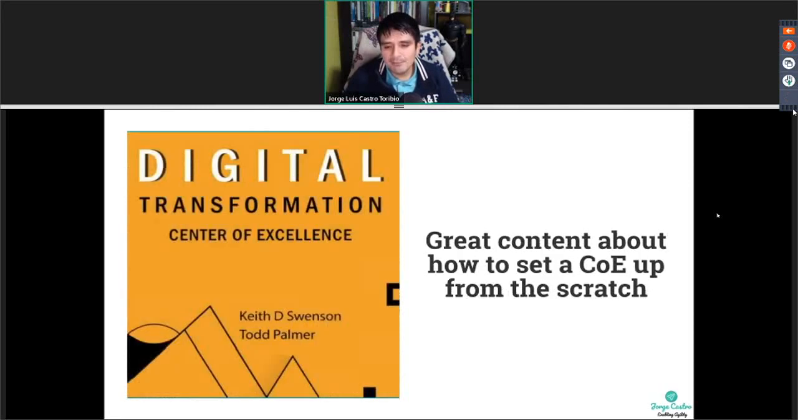So finally, some books that I certainly recommend that helped me to create this. First book, Digital Transformation Center of Excellence, is a great book. Kate Swenson and Todd Palmer did a great job about Center of Excellence. And as part of that, they shared a kind of model to create an assessment for digital transformation. So I strongly recommend you to read this book. It's quite awesome, especially if you want to create a center of excellence. I also have some papers about it. So if you want to read my papers about it, you can check my LinkedIn.